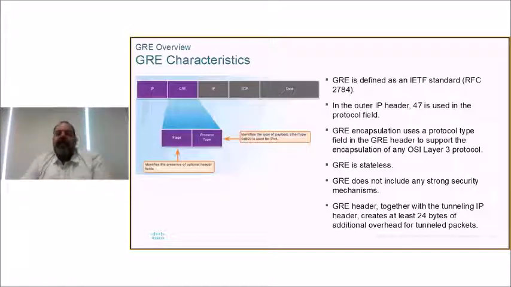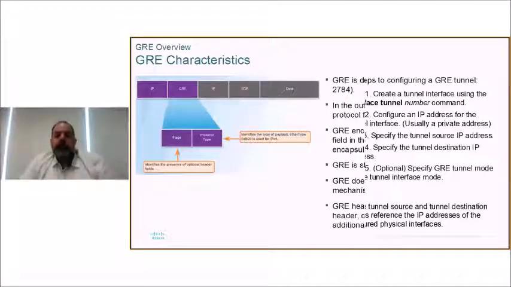In the outer IP header, protocol 47 is used, and then the GRE encapsulation uses a protocol type field in the header to support the encapsulation of other layer 3 protocols. It's stateless. It does not include any strong security mechanisms. The GRE header, together with the tunneling IP header, creates at least 24 bytes of additional overhead for tunneling packets.